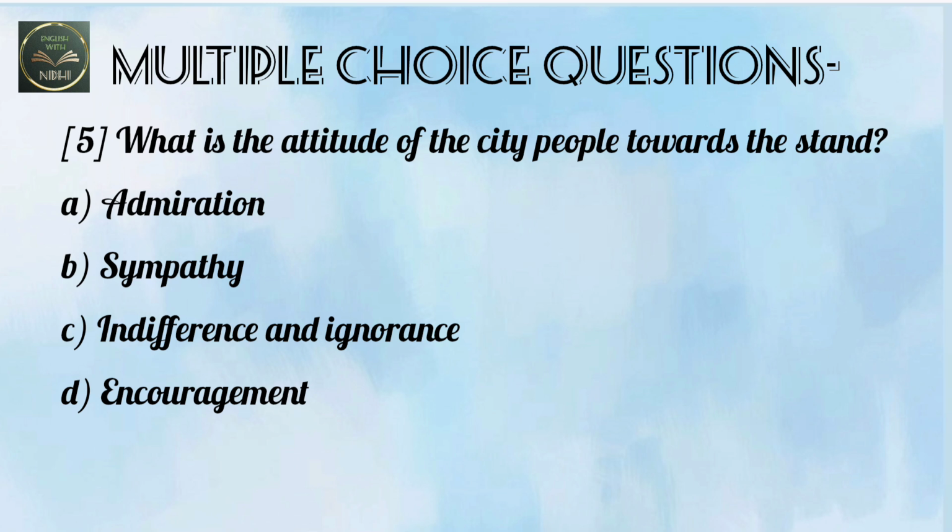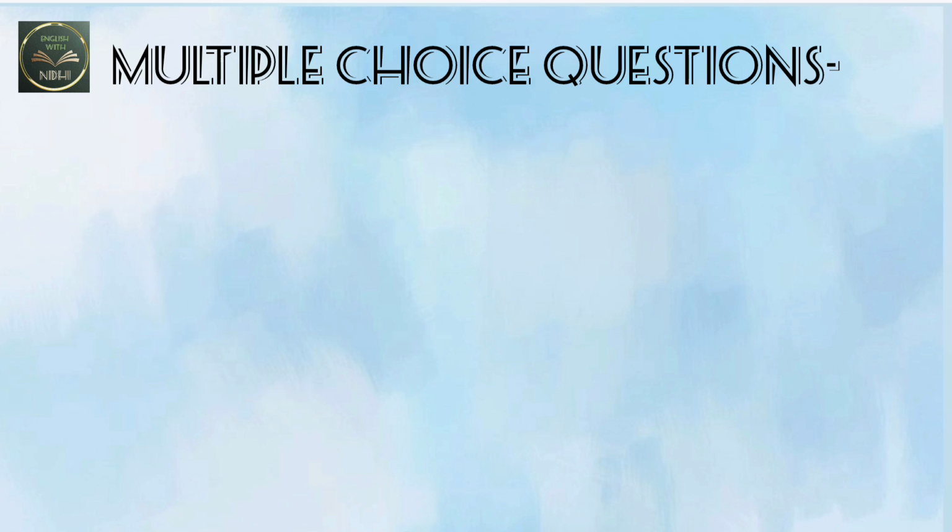Question number 5. What is the attitude of the city people towards the stand? A. Admiration, B. Sympathy, C. Indifference and ignorance, or D. Encouragement. And the correct answer is option number C, indifference and ignorance.